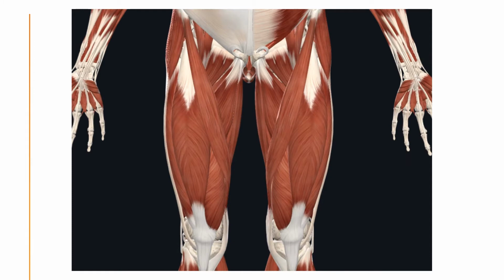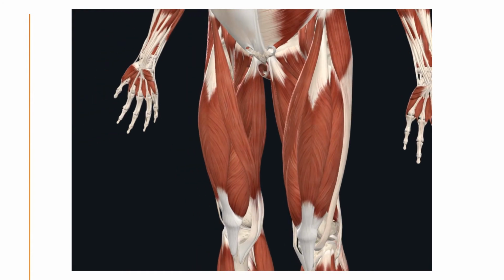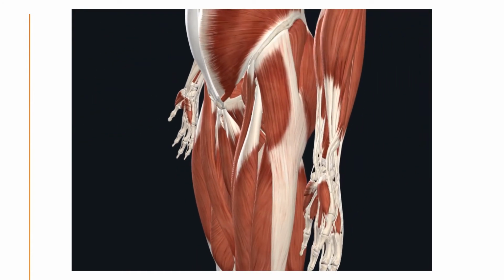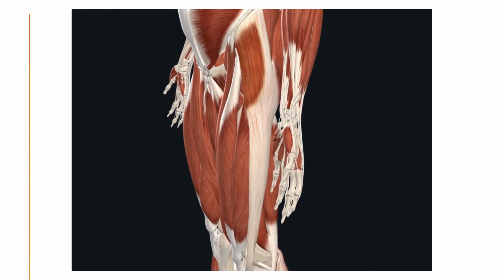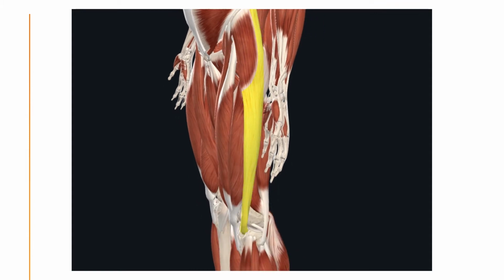Our next muscle is the tensor fasciae latae, and this is going to be a muscle that is on the lateral side of the leg. I'm going to highlight it right there. The tensor fasciae latae is going to have an origin on the ilium and is going to insert on the iliotibial tract, which is this structure right here. If you've ever heard anyone say IT band, this is what they're talking about. So that is going to be how the tensor fasciae latae is going to insert.